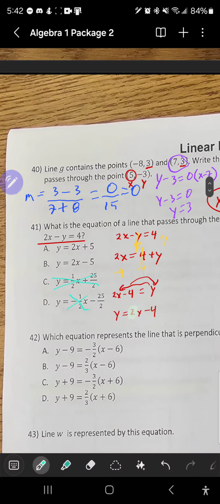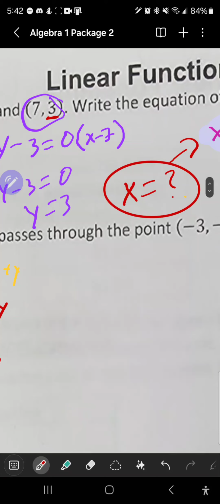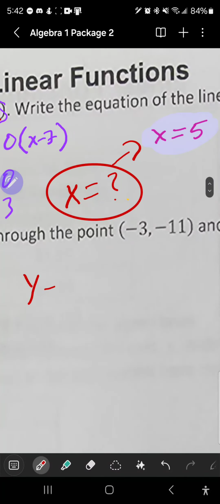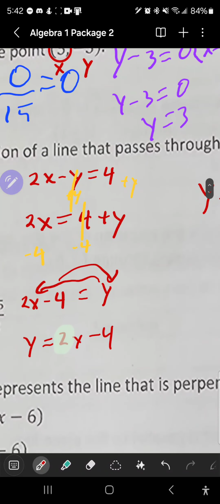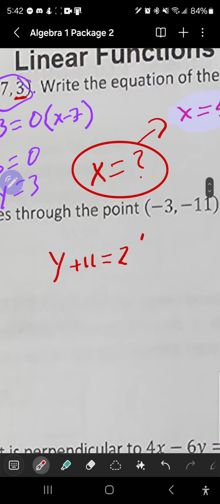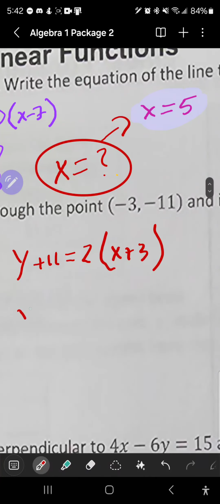Now we have two options, and what we need to do is just keep doing what we have been doing these 40 minutes. We have y1, which is positive, so y plus 11 equals our slope, which is 2. Remember the m value: 2 times x minus negative 3, so plus 3. And we multiply, so y plus 11 equals 2x plus 2 times 3, 6. And we give the positive sign.